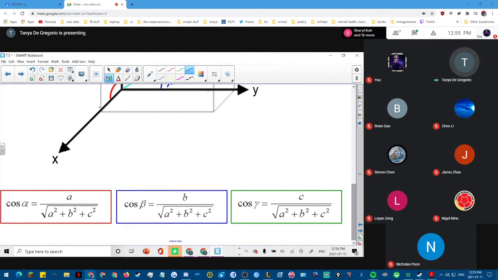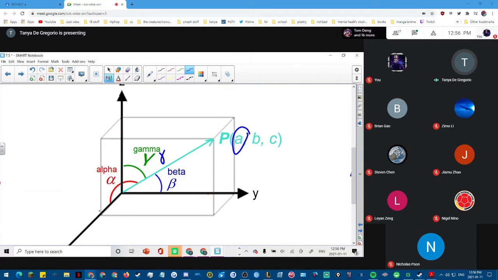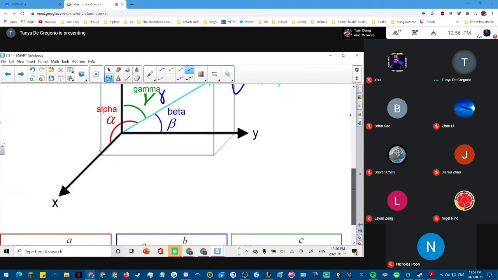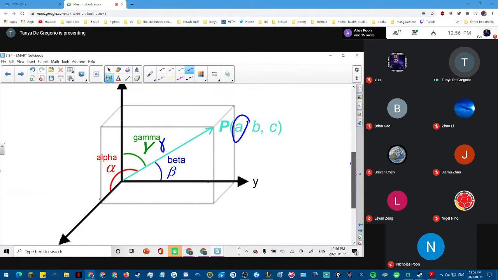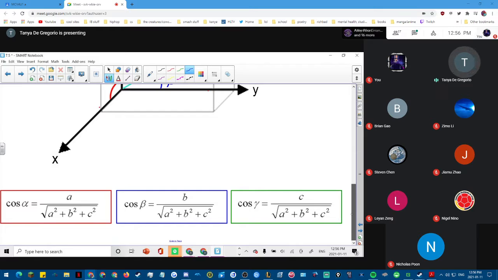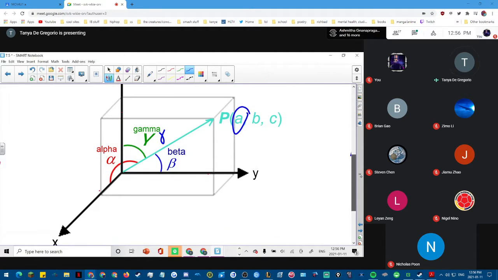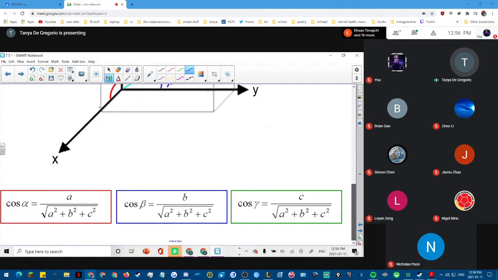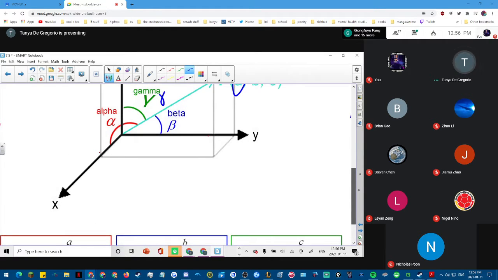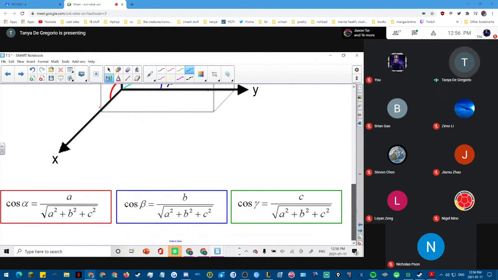So if you're looking for the cos of alpha, so that means with the x-axis, then you're going to take your first component, your A component of your position vector, and divide it by the magnitude of that vector. If you are looking for the angle with the y-axis, then you're going to take your second component and divide it by the magnitude. If you're looking for the angle gamma, so with the z-axis, then you're going to take the C component and divide it by the magnitude of the vector. Okay? And then to solve for those angles, you take the inverse of cos.